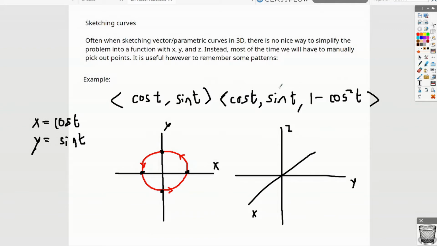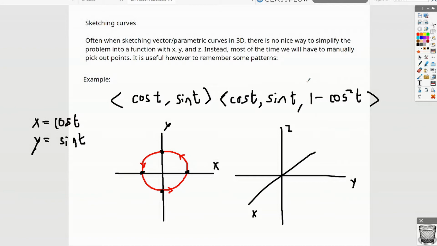Now, this is a pattern that you're going to see a lot in maybe your problems, maybe your test: cosine t and sine t. If you see cosine t and a sine t, or any combination of the two, negative or positive in any of the xyz directions, you know there's going to be a circular type motion somewhere. In this case, it's going to be a circular type motion on the xy axis.